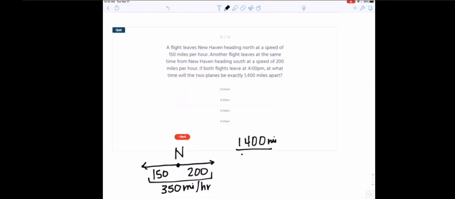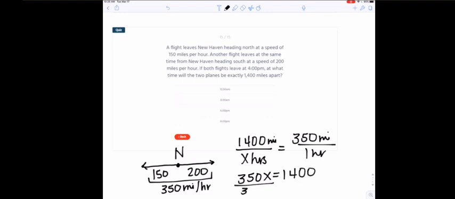So 1,400 miles is X hours if they're separating by 350 miles every 1 hour. So 350 times X is 350X. 1,400 times 1 is 1,400. I'm going to divide by 350 to isolate the X. I get to eliminate a 0, which you know I love to do. Now 35 goes into 140. Let's try 35 times 2, I know is 70.